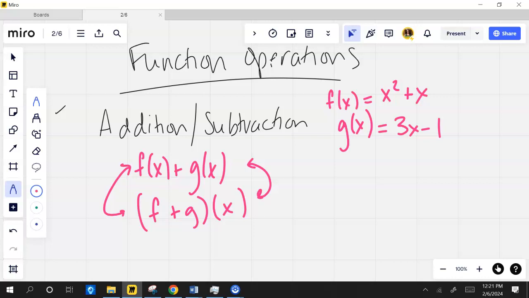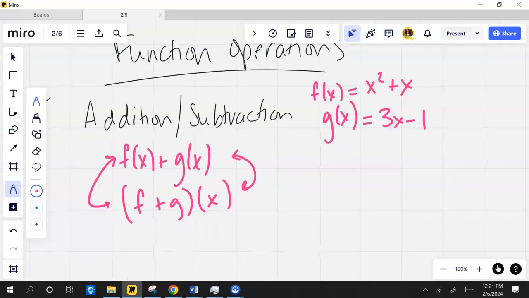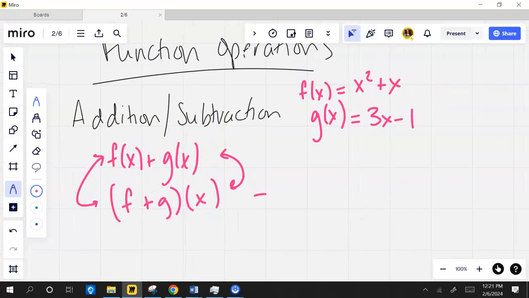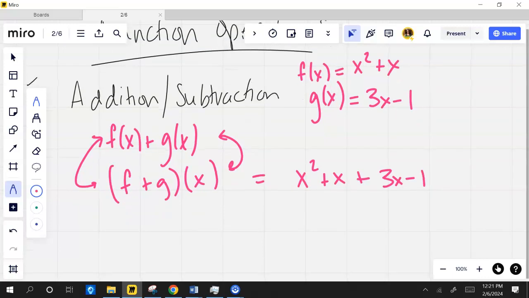I defined f and g to start with. So if I ask you to find f plus g, all you're going to do is f plus g. That could not get any easier, right? That's right.